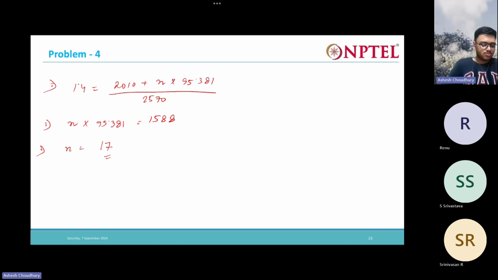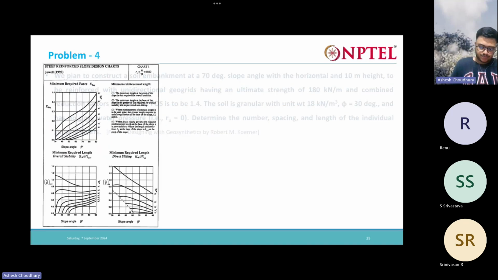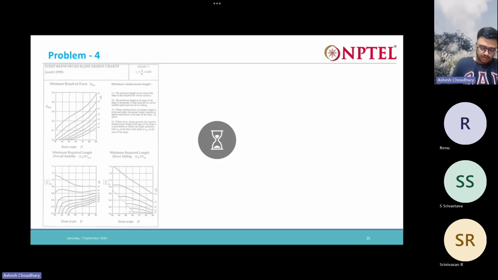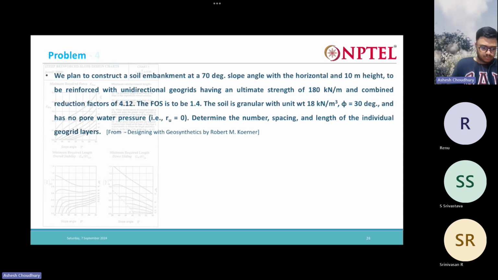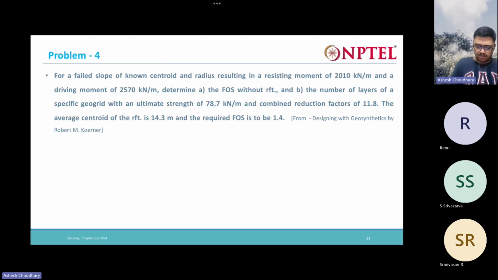All right. So now let us go to the last problem for today's session. This one. This will be problem 5. I hope the numbering is correct. Please correct it yourself.